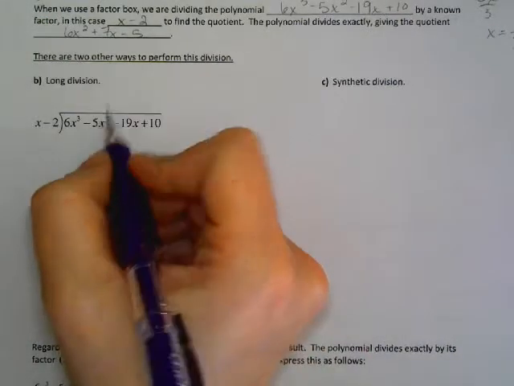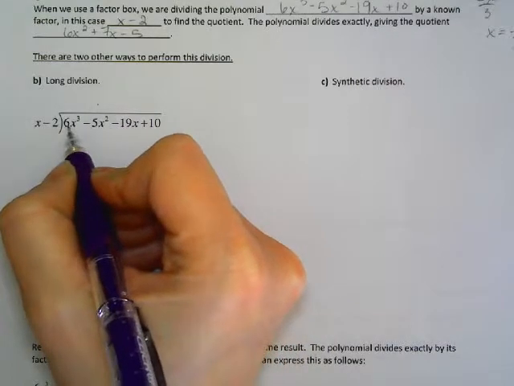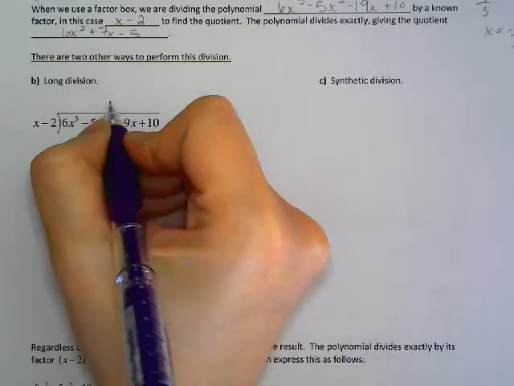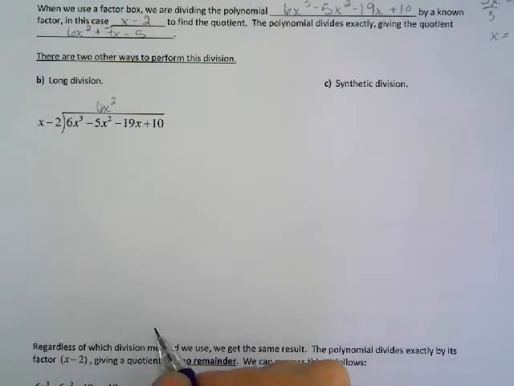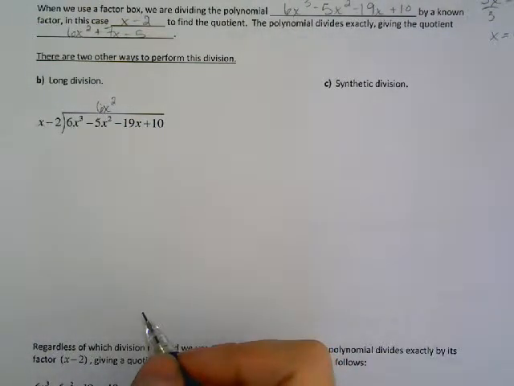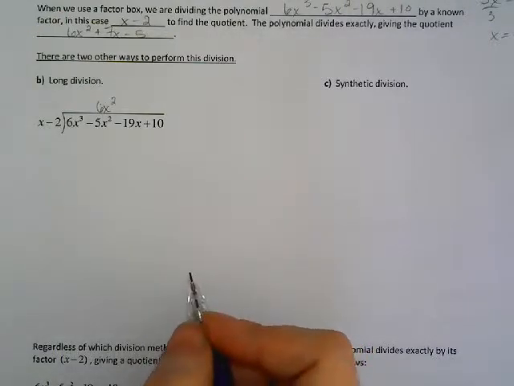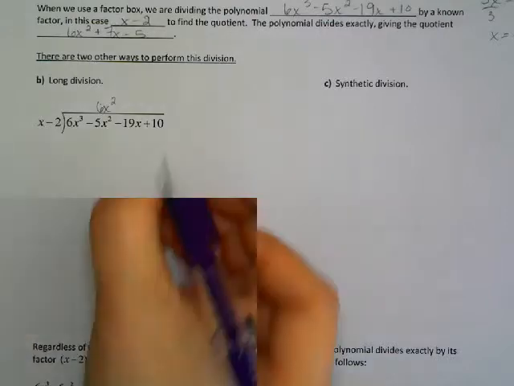So, we start up here. So 6x to the third divided by x gives us 6x squared. Why aren't we doing the negative 2 part? We'll get there. We do it when we multiply. Guys, just watch. Just wait. Write it down. If this isn't your preferred method, that's fine.